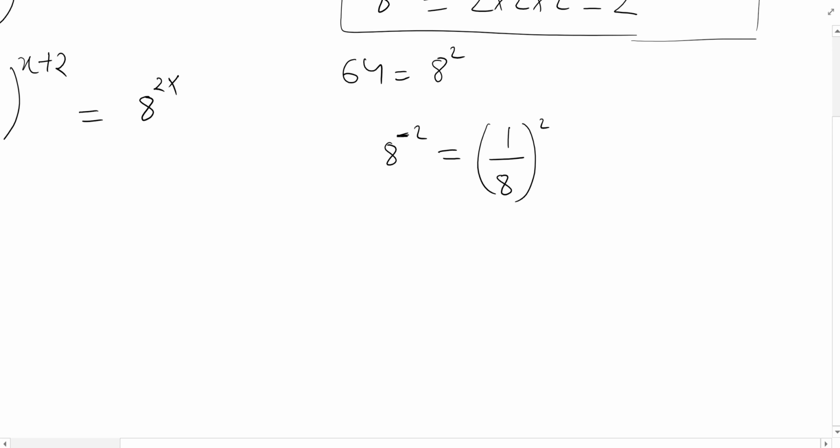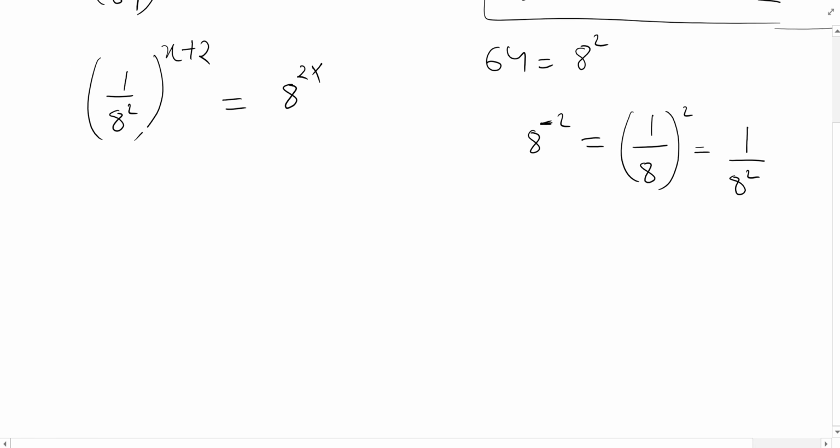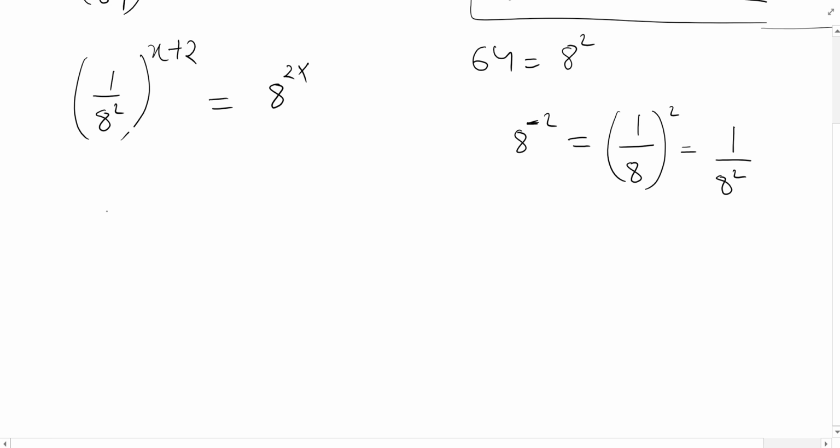So by using that fact, we can write this as 1 raised by 2, which is 1 times 1. 8 raised by 2 is 64, but you can just keep 8 power 2. And now replace 8 to the minus 2 with 1 over 8 squared. So we do 8 power minus 2 bracket x plus 2, and the right hand side is 8 to the 2x.